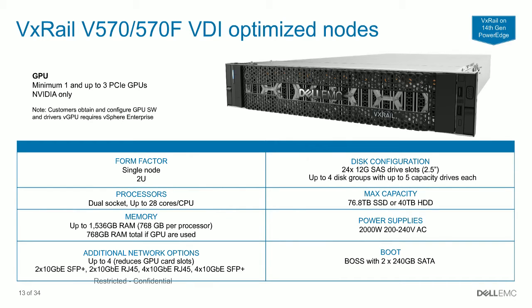As I mentioned previously, dual sockets with up to 28 cores per CPU, so that's 56 in total. We can go up to a 1.5 terabyte memory configuration.